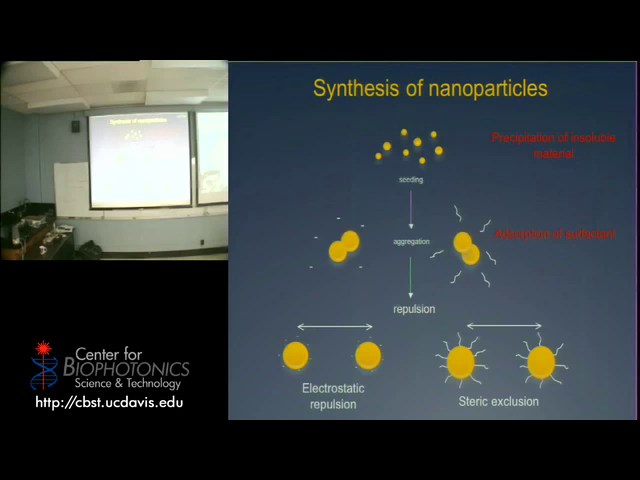A quick question: how do you get the seed part, the little seeds? Well, as I was saying, it really depends on the material. But, to give a couple of examples, we're going to talk about gold.